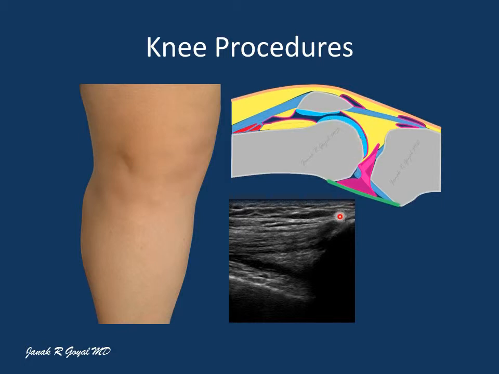Then the structures seen on the sonographic image from superficial to deep are skin, subcutaneous tissue, quadriceps tendon, base of the patella, suprapatellar fat pad, suprapatellar recess, prefemoral fat pad, and the cortex of the femur.